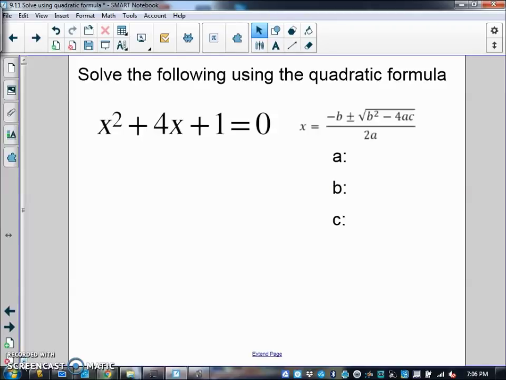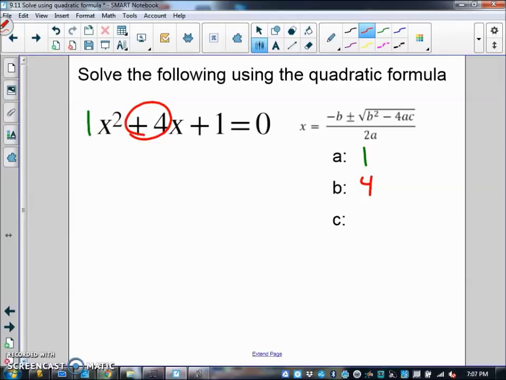Example number 2. We're going to solve again using the quadratic formula. X squared plus 4x plus 1 is equal to 0. Our first step here is to identify our a value. Our leading coefficient is 1. Our b value is positive 4. And our c value is positive 1.